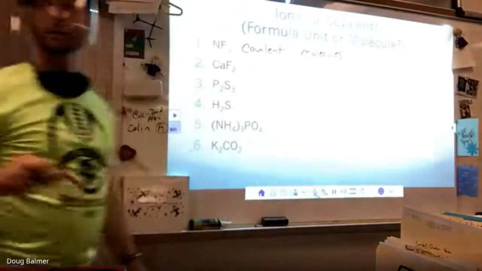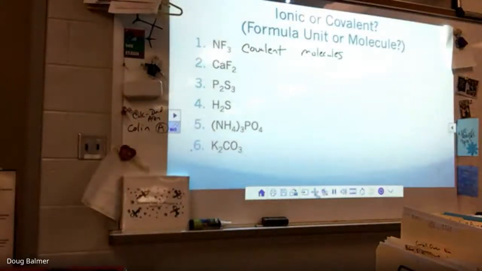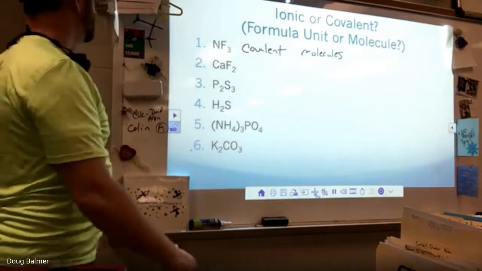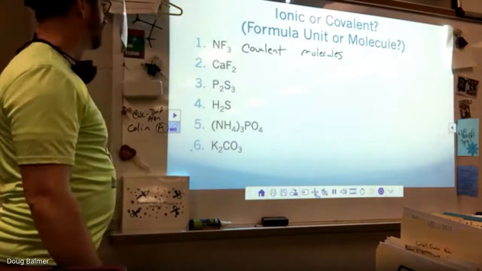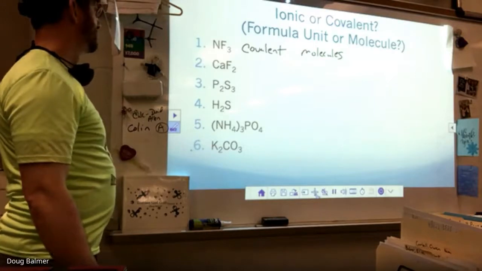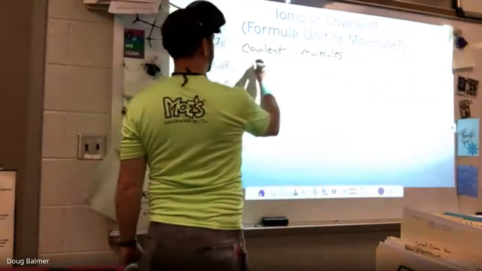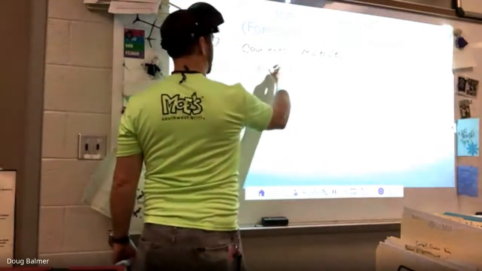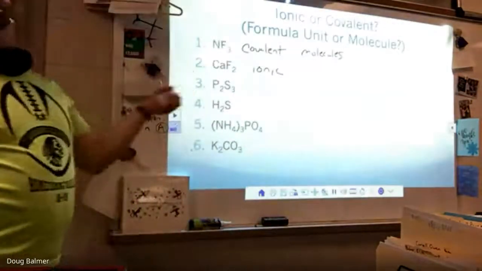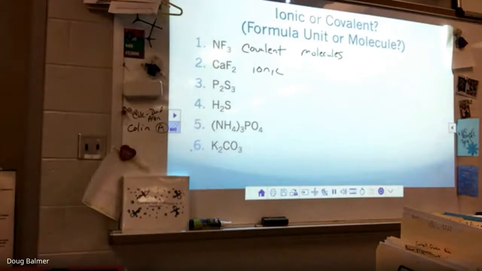Questions on that? All right, lab group 2, calcium fluoride. Ionic or covalent? That is ionic. Okay, what's the reasoning for that? Because they're on opposite sides of the periodic table, opposite charges. That is our definition of ionic. Good.